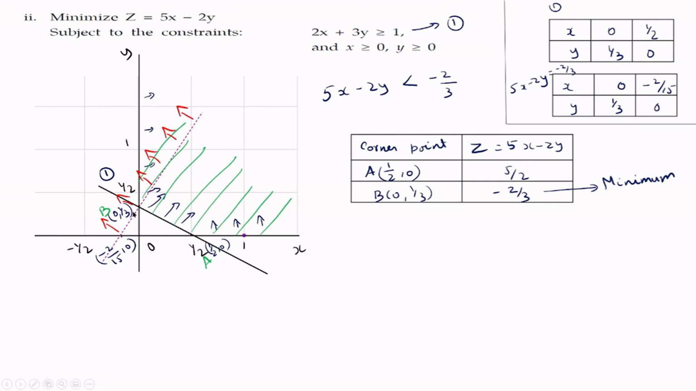Here we can see that the half plane corresponding to 5x minus 2y less than minus 2 by 3 passes through the corner point and crosses the feasible region, which means this linear programming problem does not have an optimal solution. So no values of x and y will minimize z.